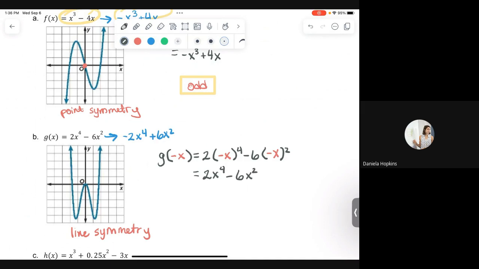Does this match that blue function, or does it match the original function? It matches the original function. So for that reason, this is an even function. Do you guys have questions about these two? I like to show you the algebra just because I like to practice the substitution.